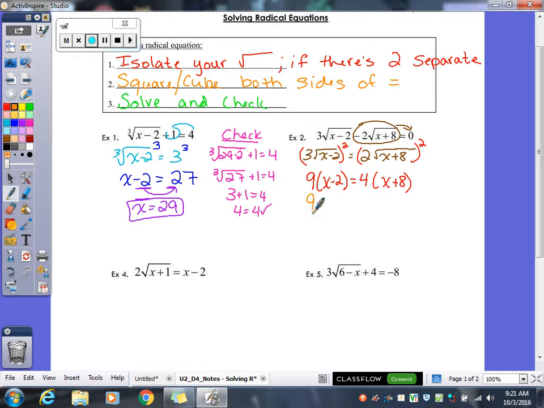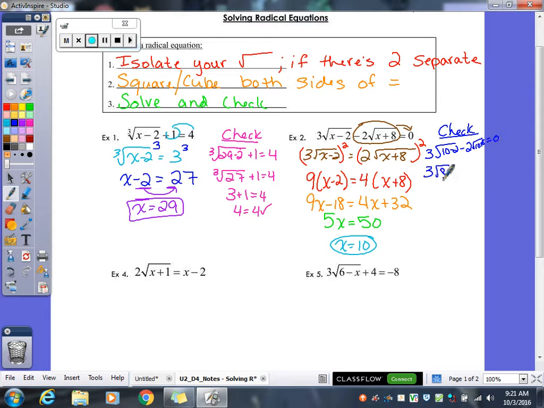So now we'll do our distributive property on both sides of our equal sign. I'll get my x's together, get my numbers together, and then divide by 5, so x equals 10. So again, I need to go back up and I need to do a check. So I go back into the original equation, plug in a 10, see if that equals a 0.